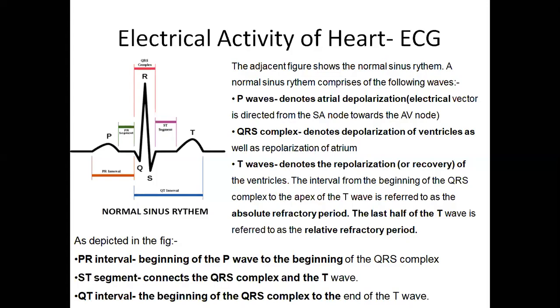The SA node starts the pulse and the AV node conducts it to the wall of the ventricles, right ventricle and left ventricle, both. Now the QRS complex means this part, this triangular kind of thing. This denotes the depolarization of the ventricles as well as the repolarization of the atrium.